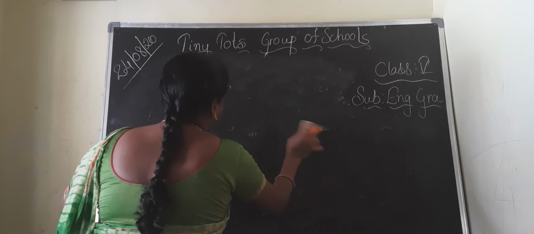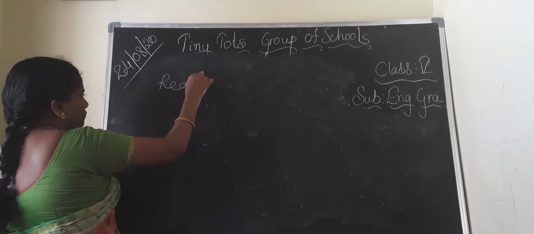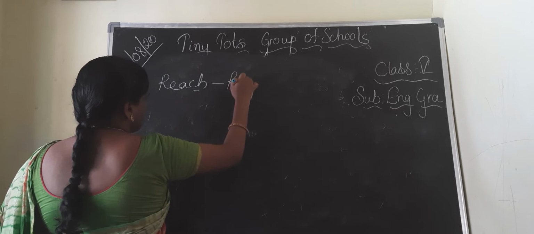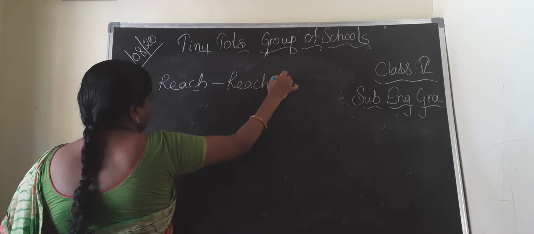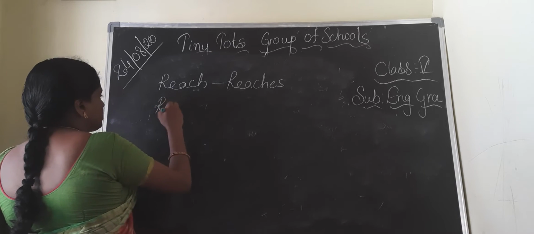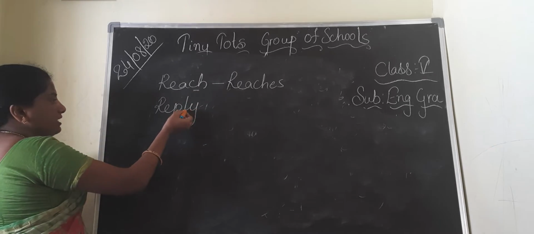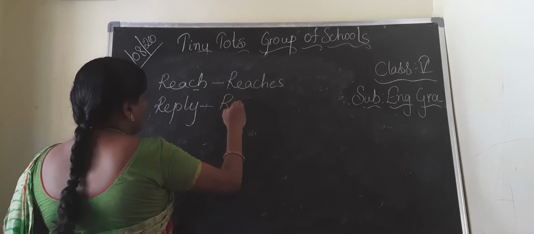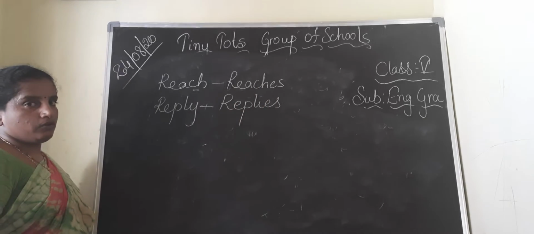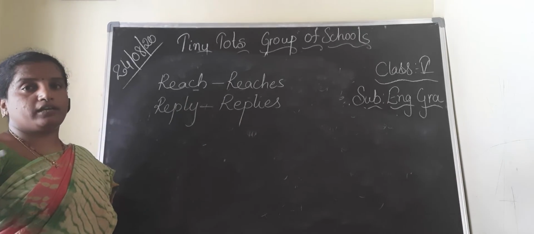Okay, now reach. What we have to add? It ends with ch. We have to add reaches, as we have learned in our earlier classes. Reaches. Next, reply. If you see reply, children, the word ends with y, and before y there is a consonant. We have to add replies. Replies. She replies to me.